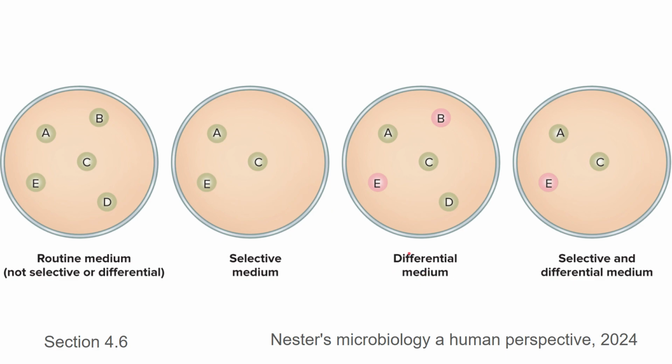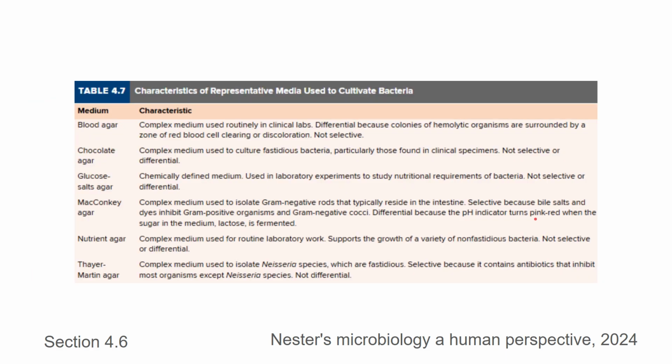A differential medium will have an observable change based on some sort of activity in the cell. So A, C, and D are going to stay the original color, but B and E change color. But if you really wanted to, you could mix both of these together and get a selective and differential medium, if you knew the traits of specific bacteria and were trying to look for them. This will prevent B and D from growing, but it'll allow E to grow. So then you would be able to narrow it down based on what you're doing.